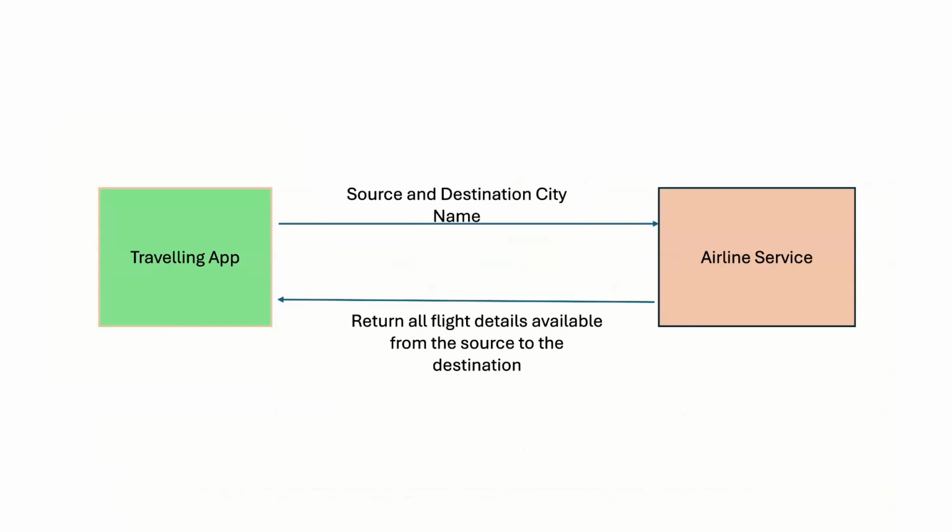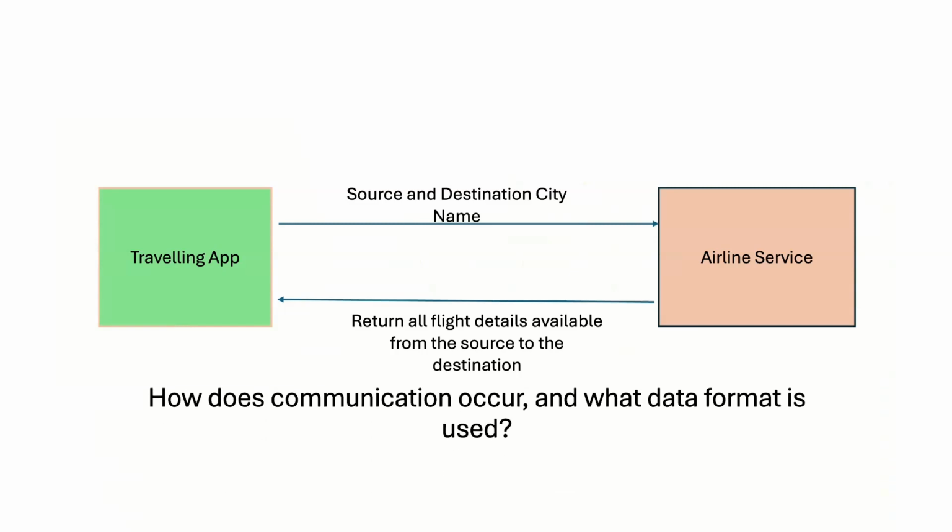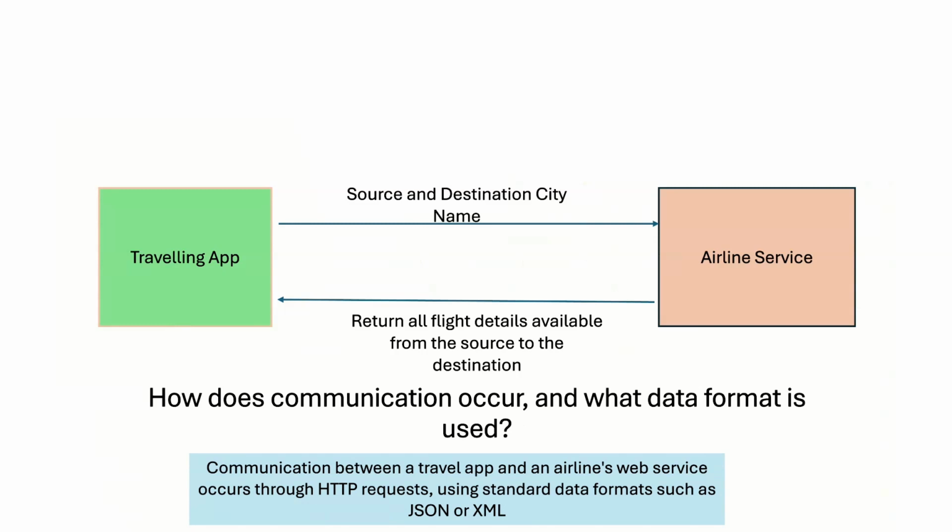Now, you might wonder, if the airline service is in Python and my travel app is in Java, how does the communication happen and what data format is used? Communication between a travel app and an airline's web service occurs through HTTP requests, and web services provide a standard format for data exchange, such as JSON and XML. These formats are universally understood by different programming languages. So, the airline service sends data in one of these standard formats, and the travel app can easily process it.